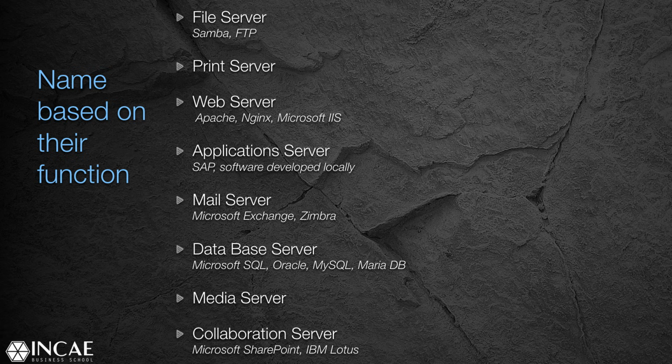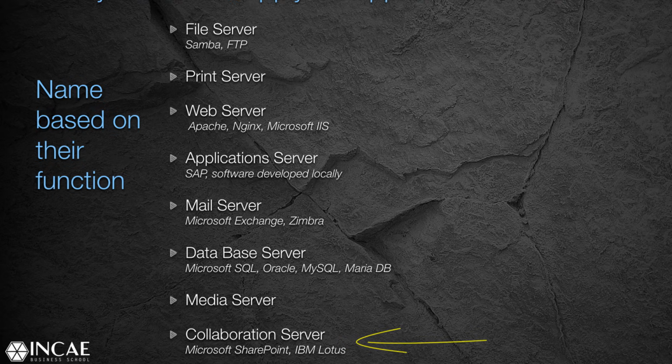Another type of server present in almost any firm is going to be a database server. These servers organize the data used by all the information systems in a firm. Examples of these are Microsoft SQL Server, Oracle, or MySQL or Maria database, which are open source alternatives. Sometimes we have servers that are used for video streaming or to share photographs, to host a photo gallery, for example. These are called media servers. And we may also find servers that enable users to collaborate with each other, to work in concurrent forms such as Microsoft SharePoint or IBM Lotus.